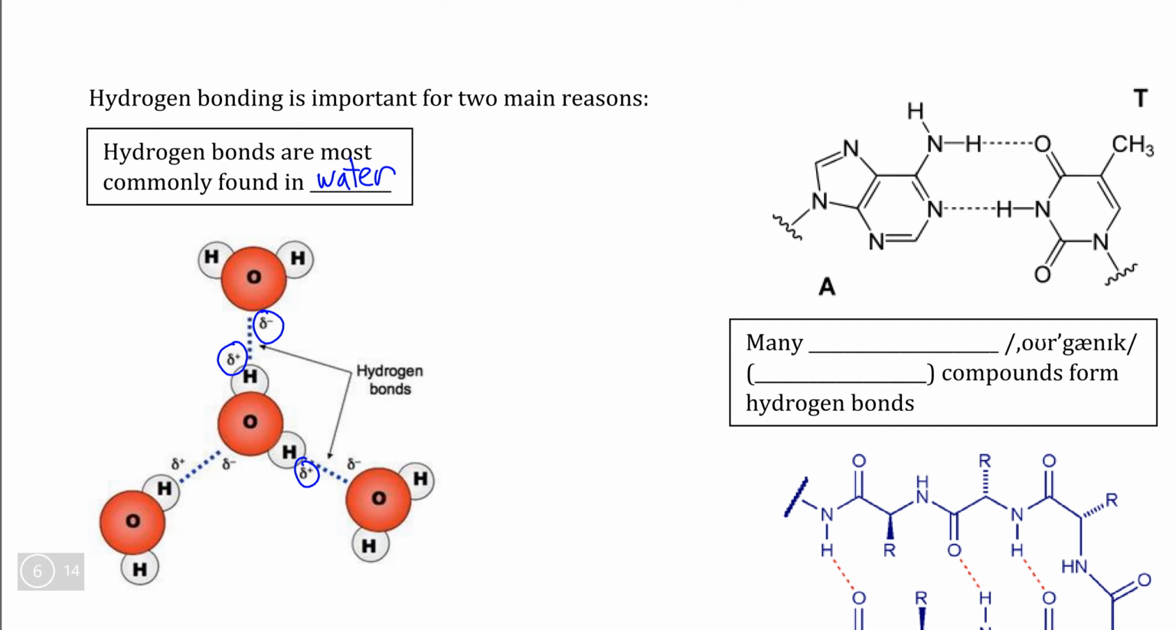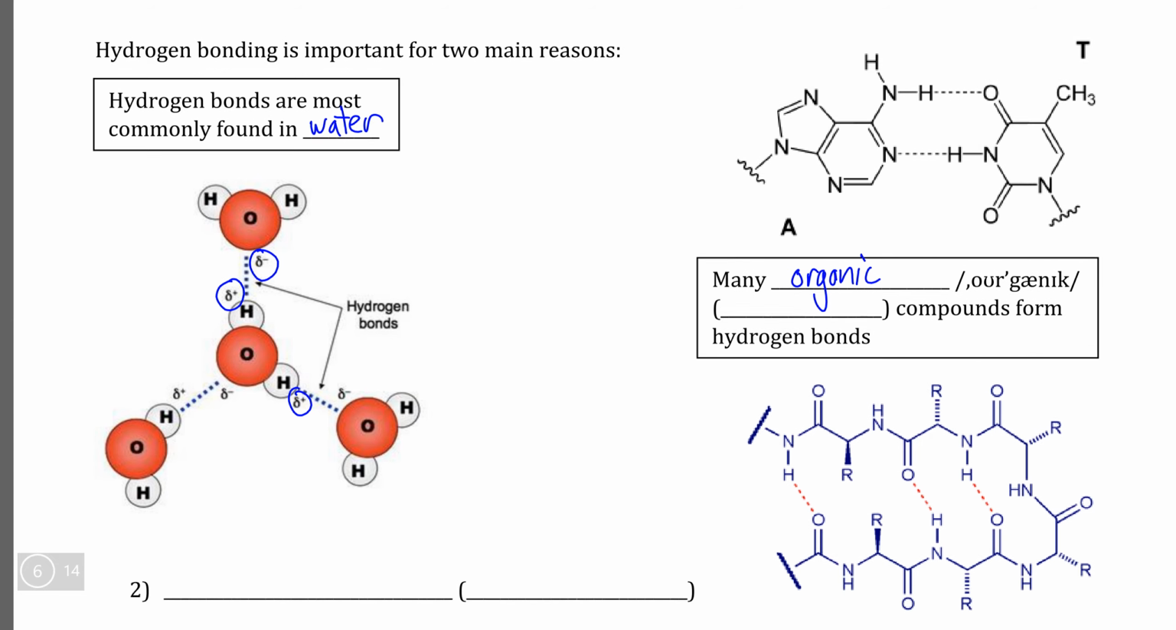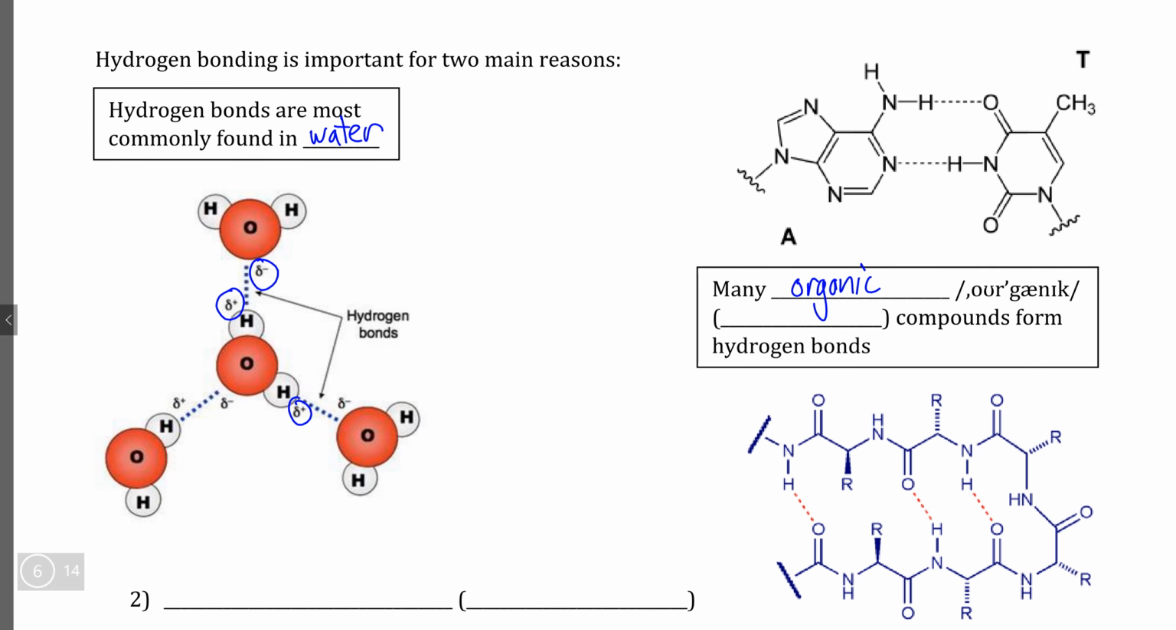It's also very important to study hydrogen bonding because it occurs in many organic compounds such as DNA that we see up here and the protein structure that we see down here. Because a large amount of organic molecules contain oxygen, nitrogen, and hydrogen, hydrogen bonds naturally form within and between different types of organic molecules.